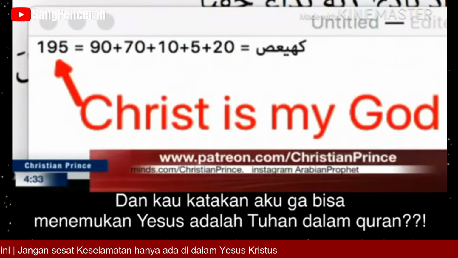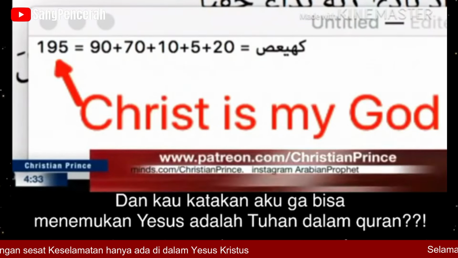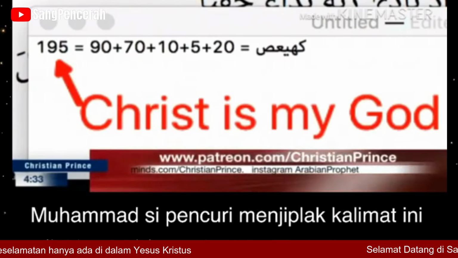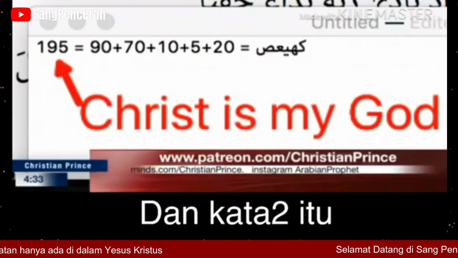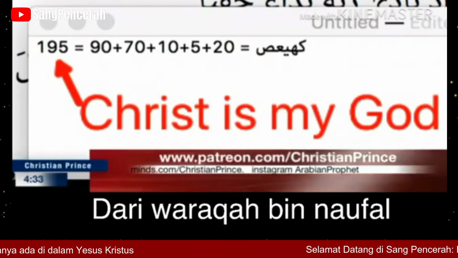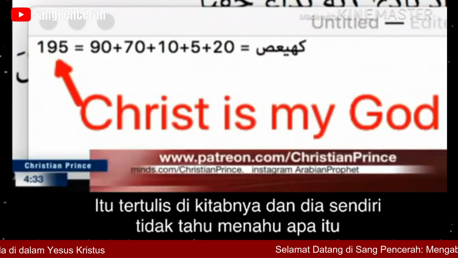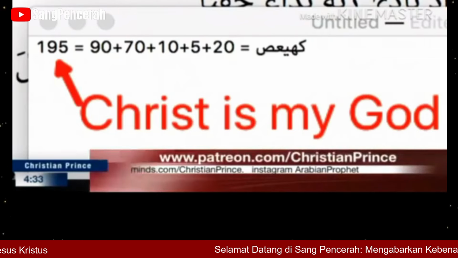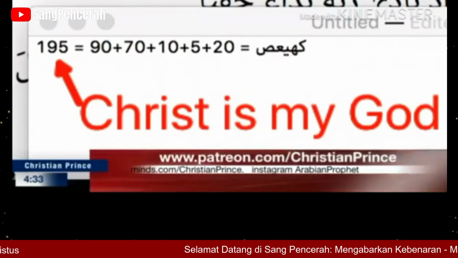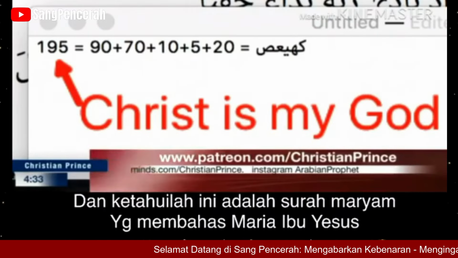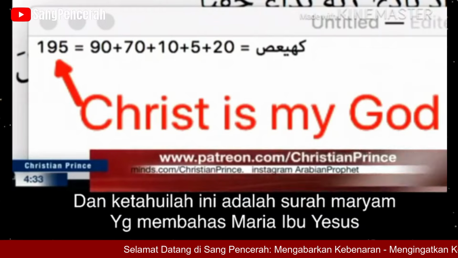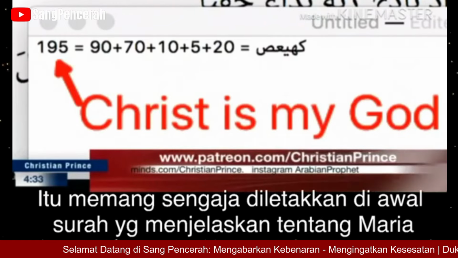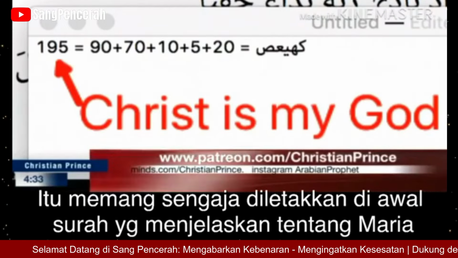And you are telling me I cannot find that Jesus is God in the Quran? Muhammad copied this sentence and those words from Waraqa ibn Nawfal, who was a Nasara. It is written in his book and he had no idea what it was. He took it and put it there. And notice that this is the chapter of Maryam, the mother of Jesus. It's not a coincidence. It's not an accident. It is meant to be in the first verse of the chapter speaking about Mary.